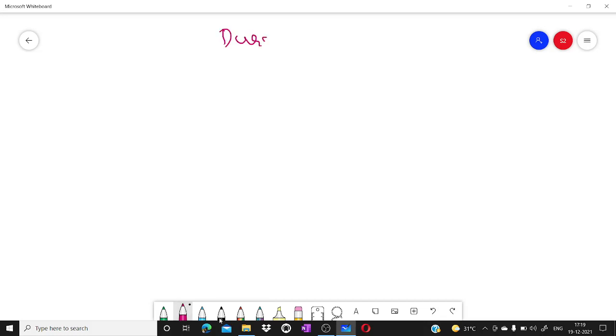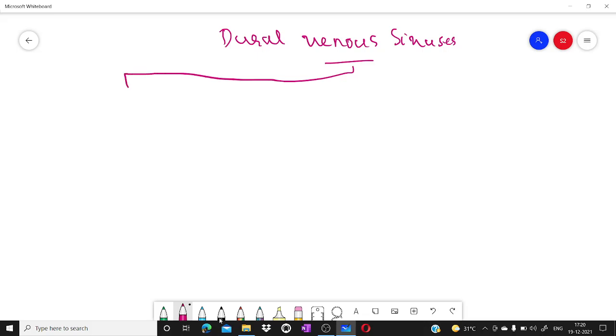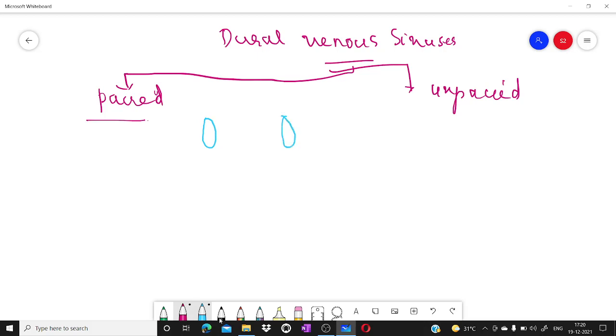If you divide the dural venous sinuses into two, you can see that there are some paired venous sinuses and unpaired dural venous sinuses. So which are the paired dural venous sinuses? We know that there is an important dural venous sinus which is located on either side of the body of the sphenoid bone. That is the cavernous sinus. As it is located on either side, it is also a paired dural venous sinus. And the second one, we have the superior petrosal sinus.